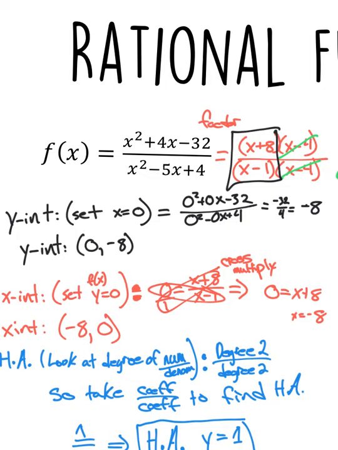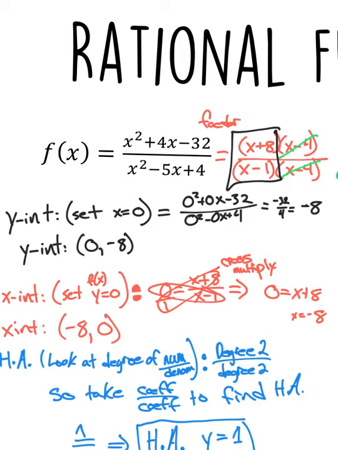When we factor the top, we look at factors of negative 32 that add up to positive 8. That would be 8 and negative 4. On the bottom, factors of positive 4 that add up to negative 5 would give you negative 1 and negative 4. Okay, the x minus 4 and the x minus 4 will cancel out, and that'll tell us something as we move along.